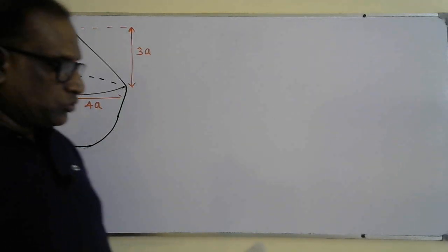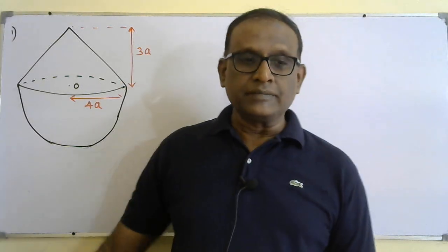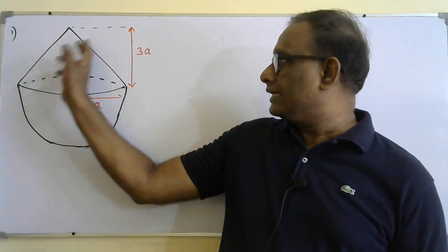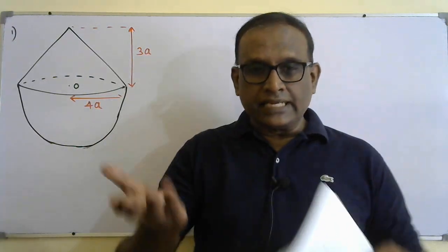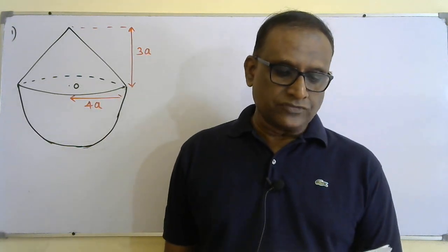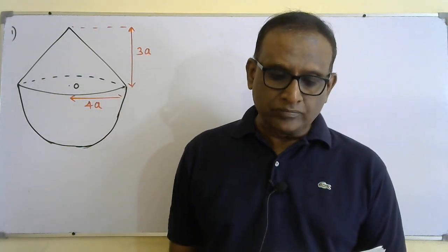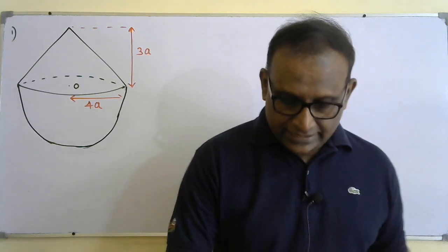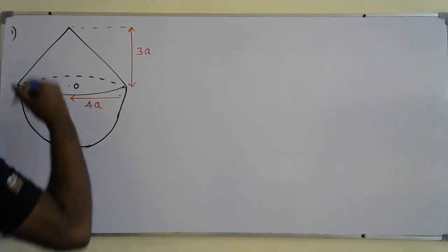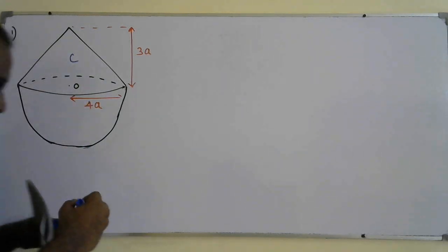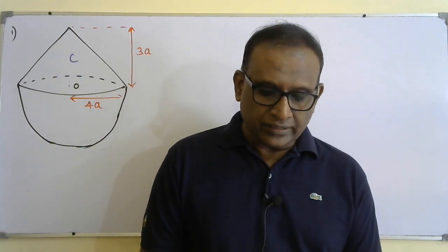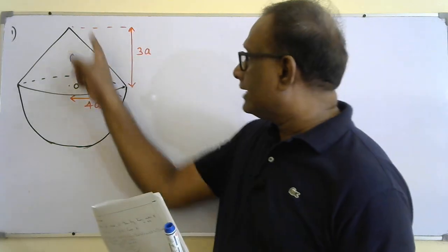Okay, so this is the first question in this paper. This diagram is given. A hollow toy is formed. Hollow, so nothing inside. It's like only the shell outside. A hollow toy is formed by joining a uniform right circular conical shell C. This is conical shell C with a radius of 4a. So its radius is 4a.